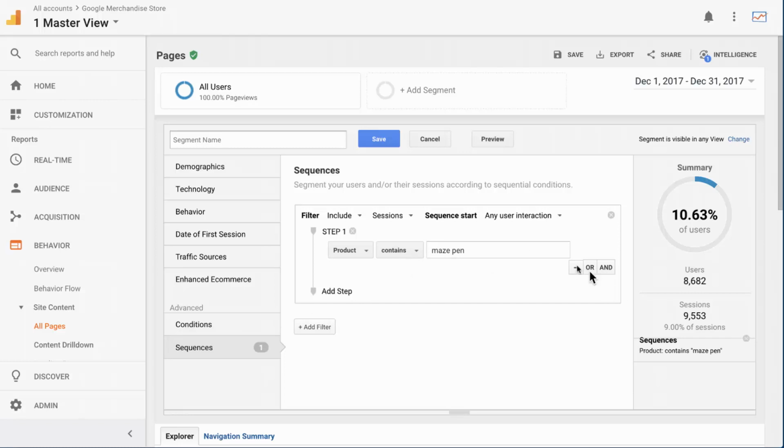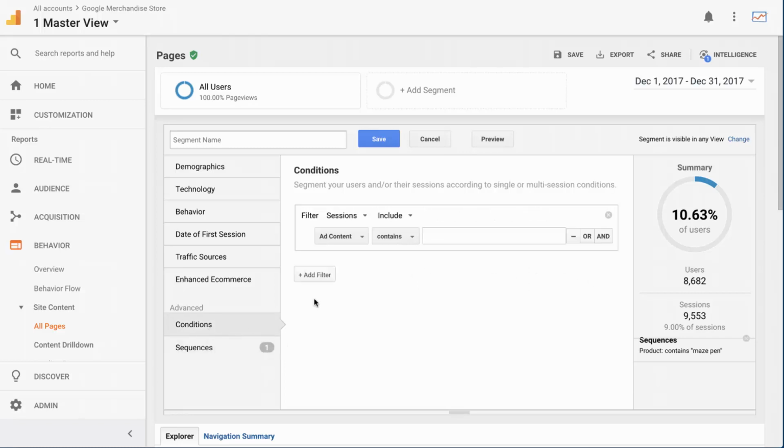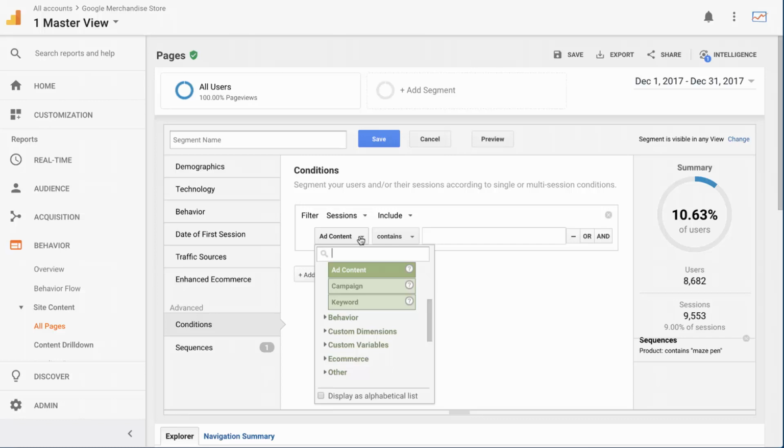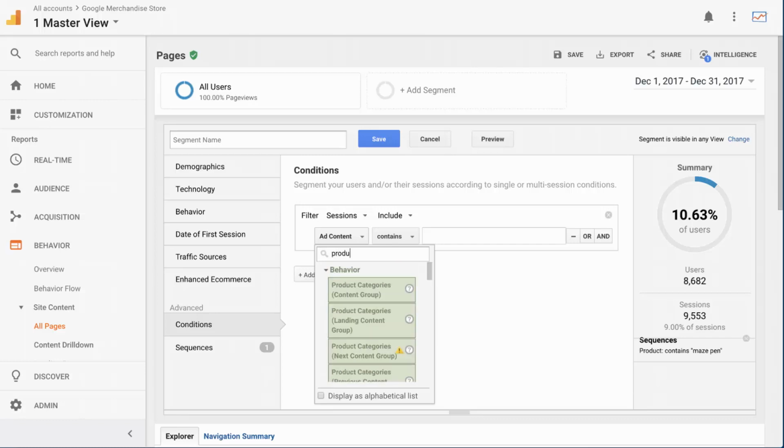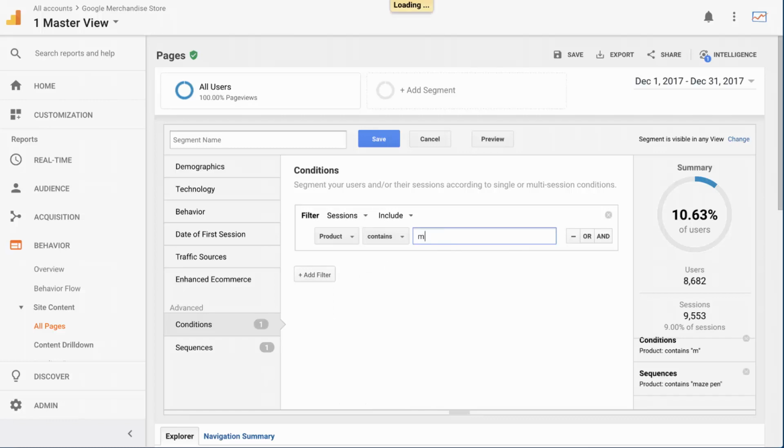Now, I've tried looking at other reports. Do we create one around conditions and say that the product we're looking at contains Maze Pen? Let's see if this works.